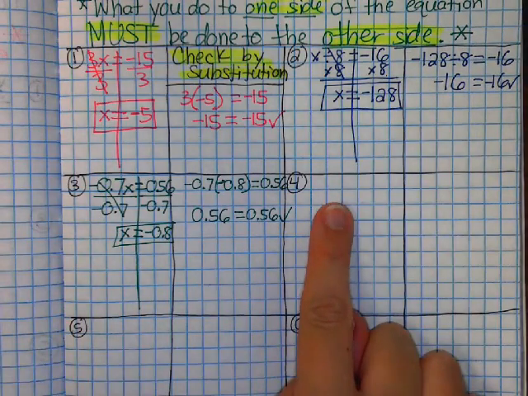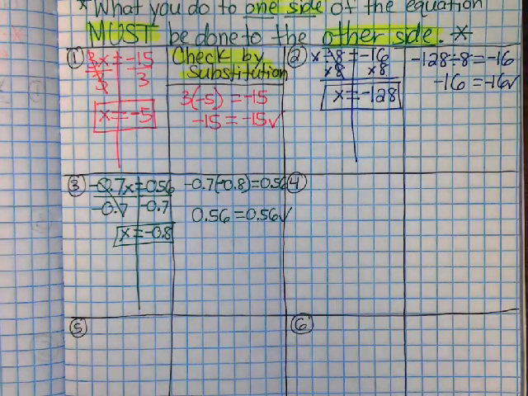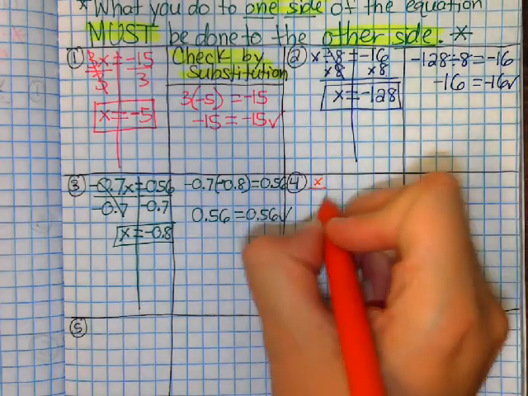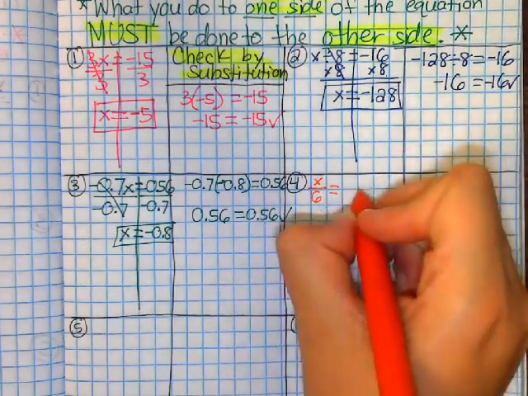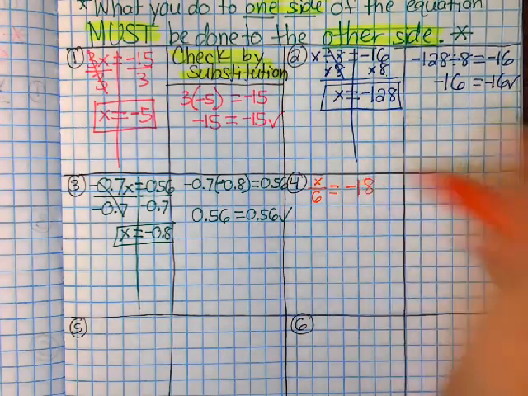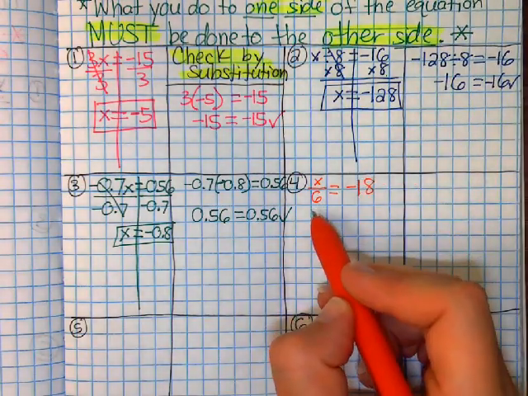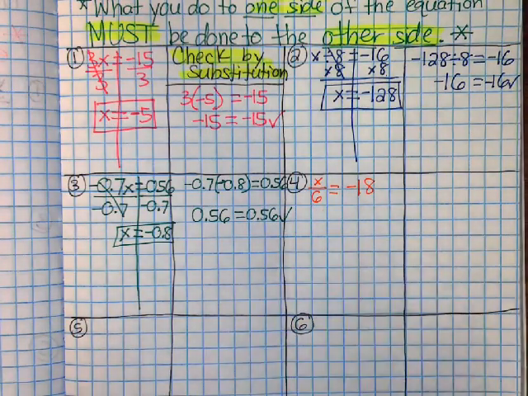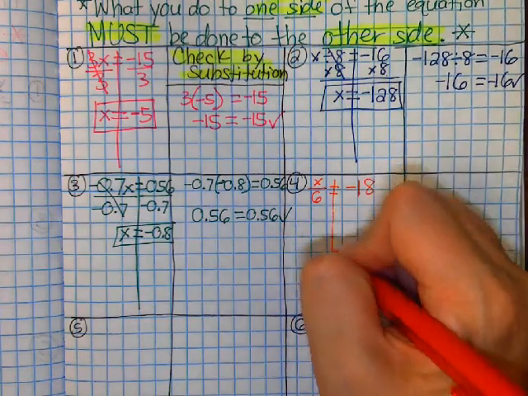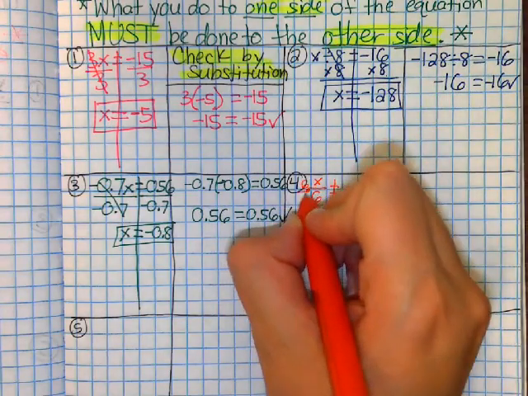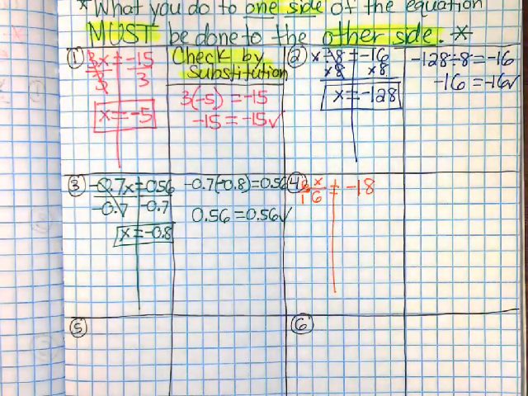Number 4. Now we're going to move into a little bit harder. We have x over 6 is equal to negative 18. Well, if I have an x over 6, that's a fraction, right? Fraction is the same as what operation? Division. So to eliminate this division, I need to multiply. And what I do to one side, I must do to the other. So I'm going to multiply it by 6 over 1, or just multiply it by 6.